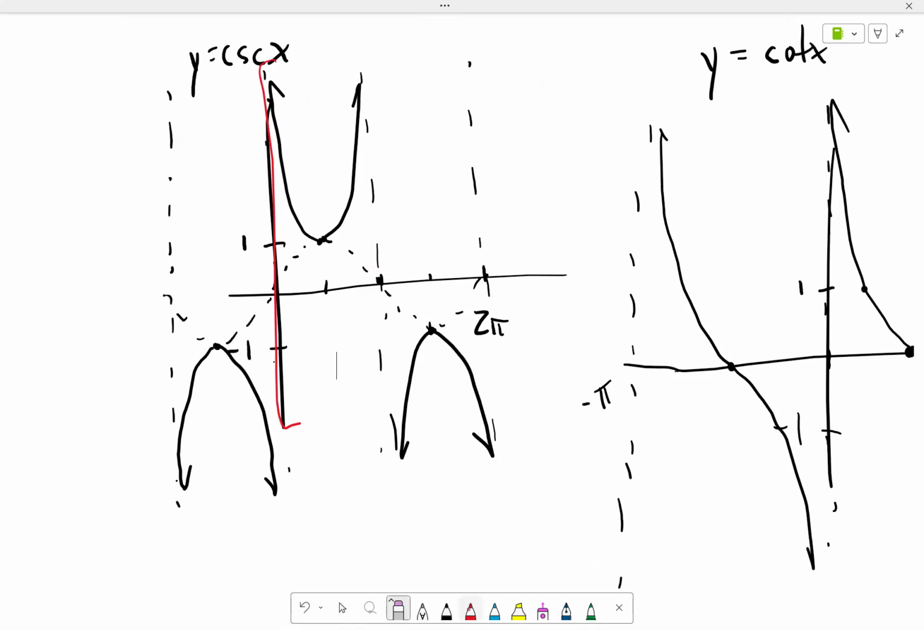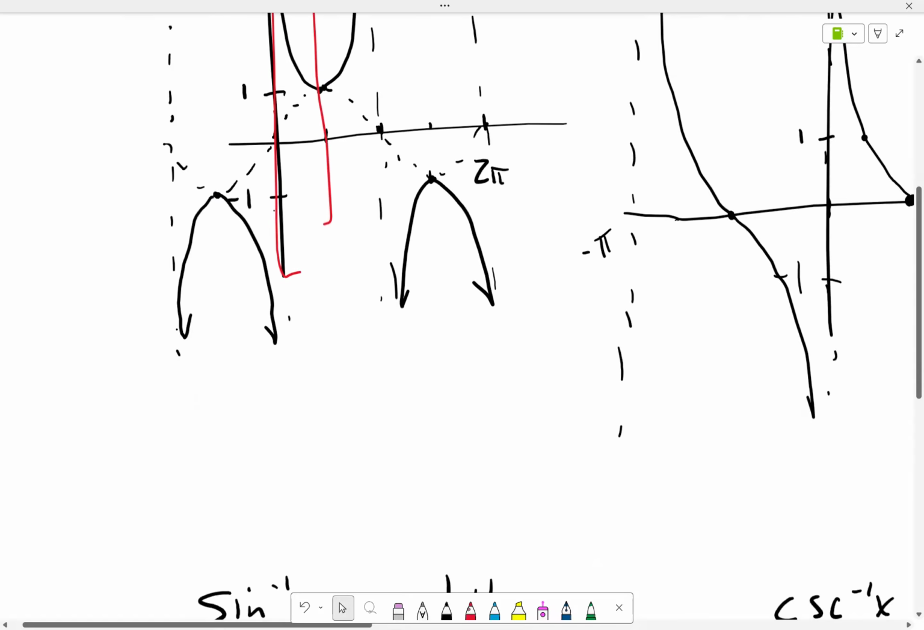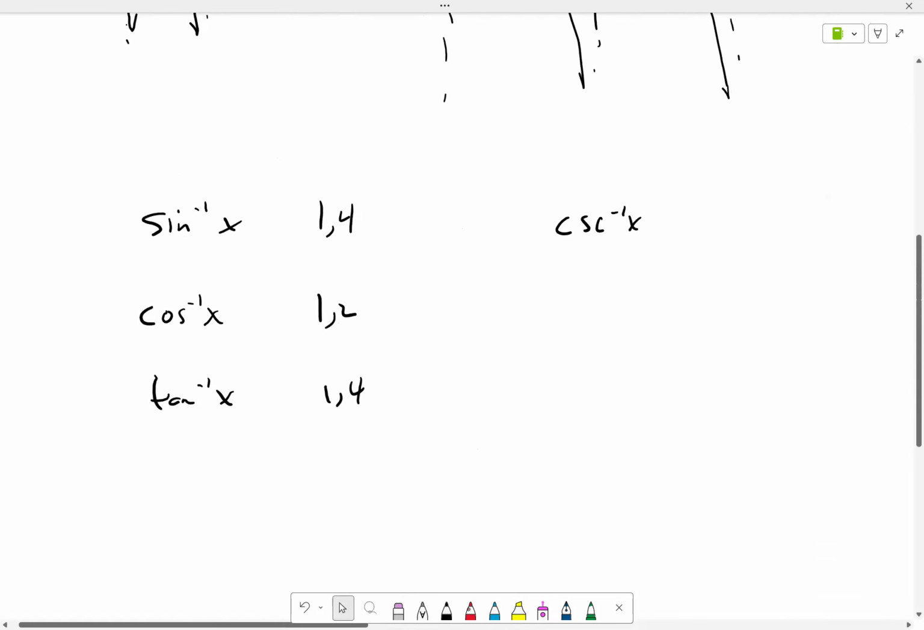And if you just isolate this, that is 1 to 1, but we don't get all the y values. We want to keep all the y values. So it shouldn't be a surprise that this is also 1 and 4. For cosecant inverse, the quadrants it lives in are quadrants 1 and 4, just like sine.